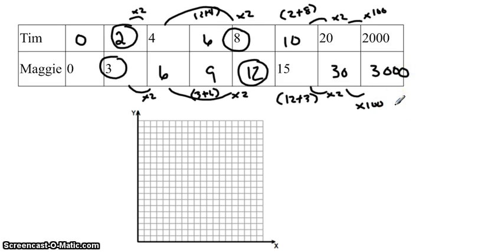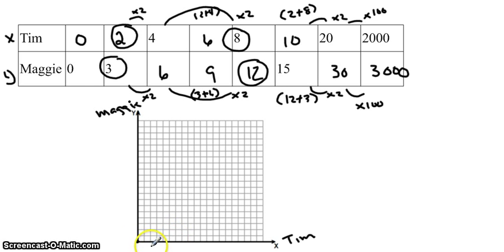Now when I go to graph it, when I'm looking at this, I'm not dealing with constant speed because I'm not dealing with time, I'm just dealing with laps. So this is going to be our X and this is going to be our Y. So Tim is going to be here, our label for Tim, and for our Y is going to be Maggie. And we're going to go ahead and graph a couple of points. So I see the origin here is at 0, 0.